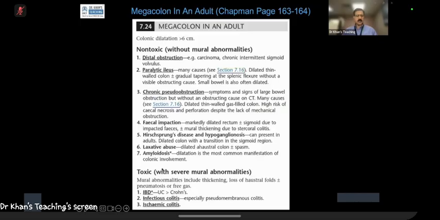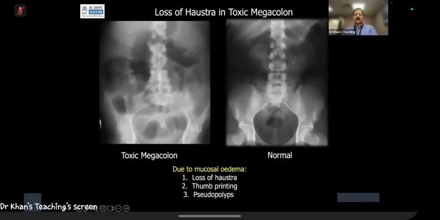Now, toxic megacolon can be due to inflammatory bowel disease, both UC more likely than Crohn's, but Crohn's can also be kept in the differential. Other than that, infective colitis, especially pseudomembranous colitis and ischemic colitis. Now, if you see here, this is the normal bowel pattern of the transverse colon, which has got crisp and sharp haustra. There are haustral markings.